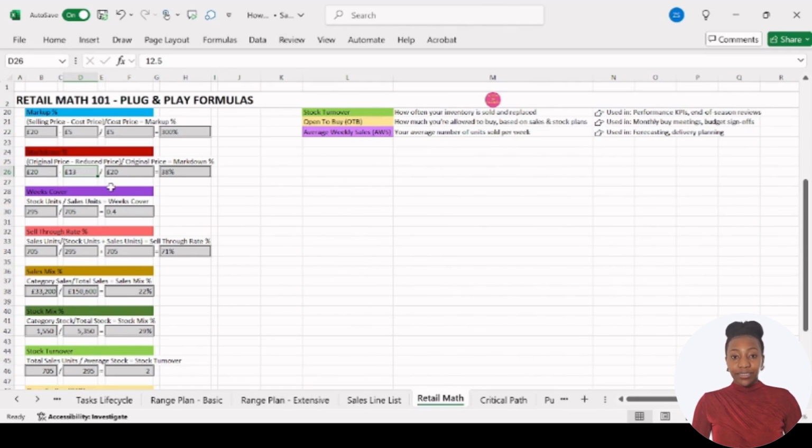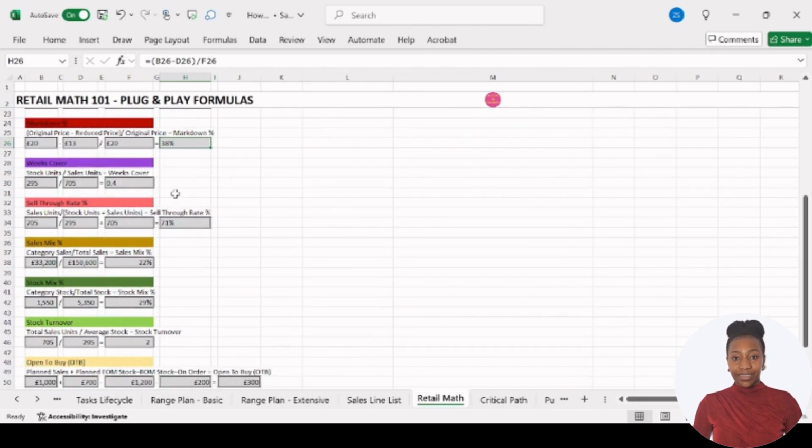Let's say it's done its course of 6 weeks, usually is a good run, and then now it's been reduced, and then divided by your original selling price or your full price. That gives us a 38% markdown. So that's been marked down quite a bit. That's what we want to know.